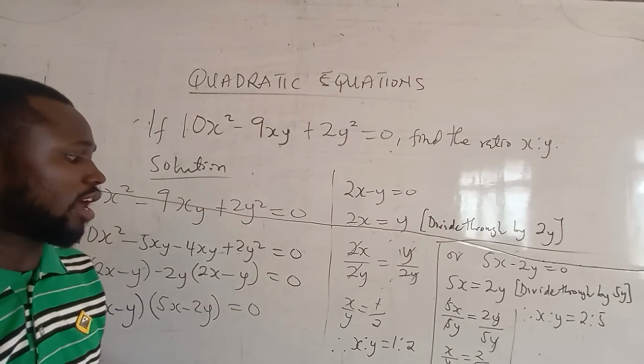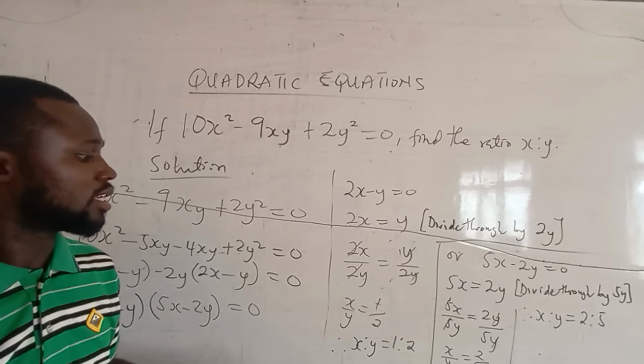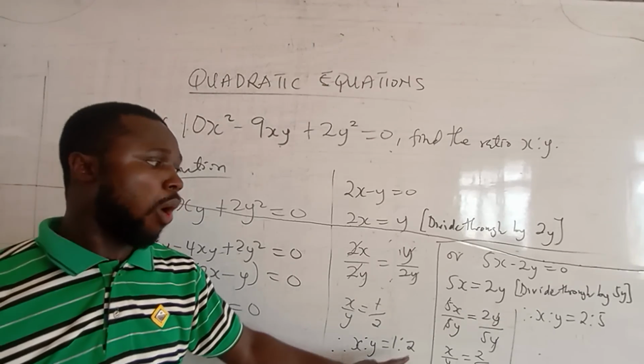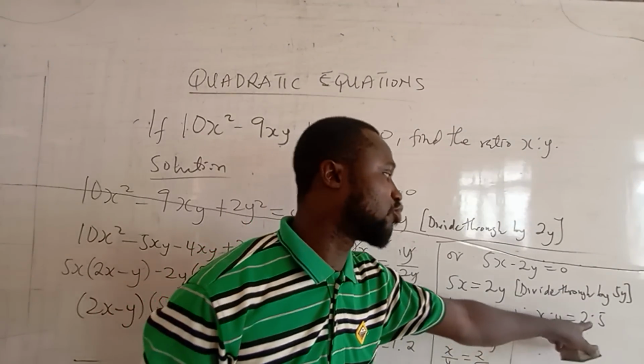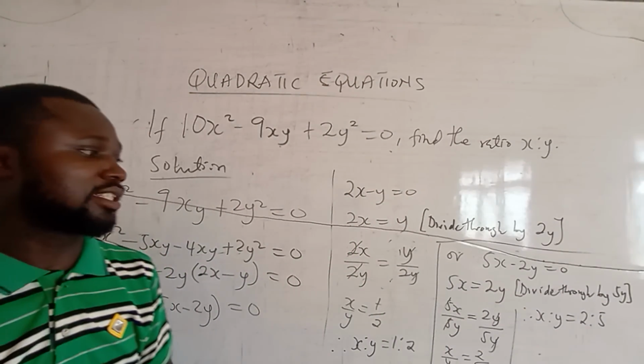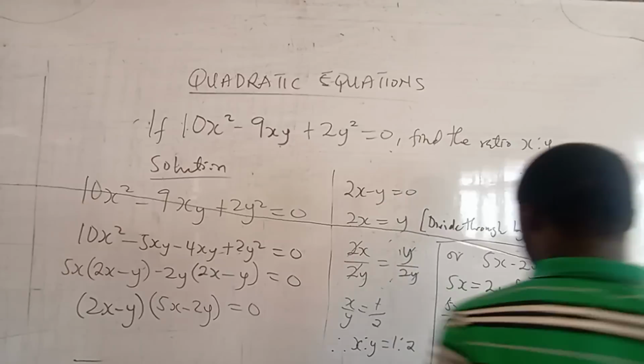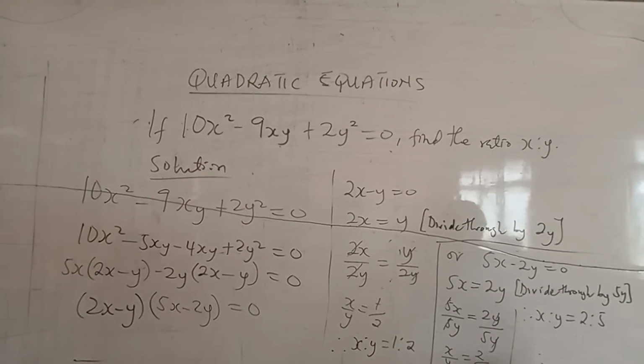So we have two values for the ratio because it's a quadratic. The ratio will be that x is to y is 1 is to 2, or x is to y is 2 is to 5. So that is the two ratios that we have here. You can conclude the answer by saying your x is to y equal to 1 is to 2 or 2 is to 5, and you get your final answer.